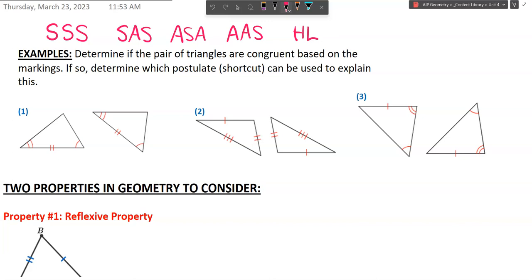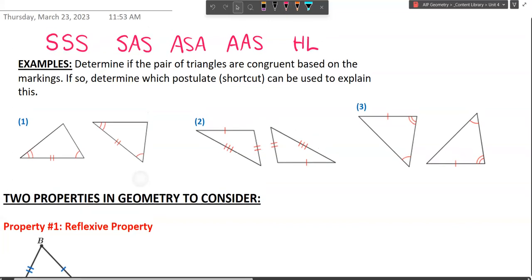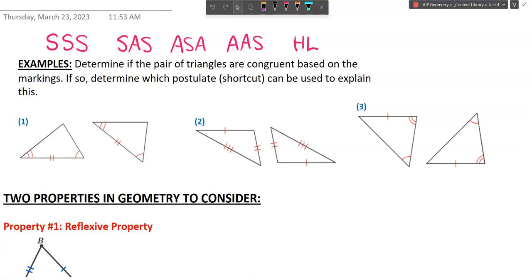So first thing we're going to do is look at these first 3 examples and take a moment to see if you can identify which of the 5 triangle congruence theorems we're going to be able to use to prove why these 2 triangles are congruent. So pause the video now and give it a shot. And hopefully at this point you are back. So let's go ahead and start going over some of these.